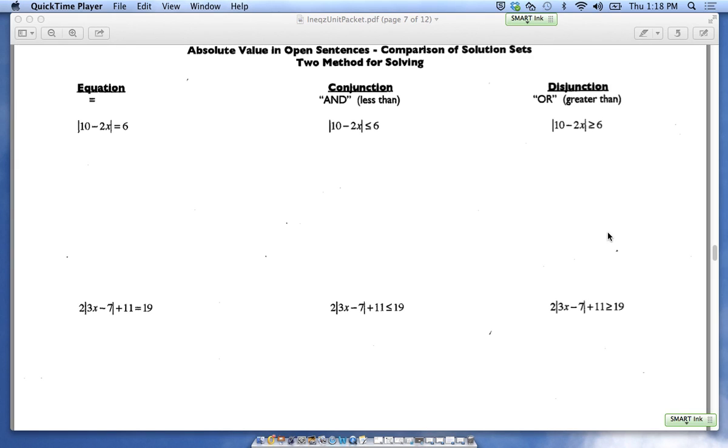To compare the solution sets between a strict equation with absolute value, a conjunction, and a disjunction, there are two methods for solving. One is graphically, and the other is breaking into two equations. Just jot this down, two methods for solving. One method is by graphing, and I'll give you a clever little way to graph these. And the other method actually has a name.